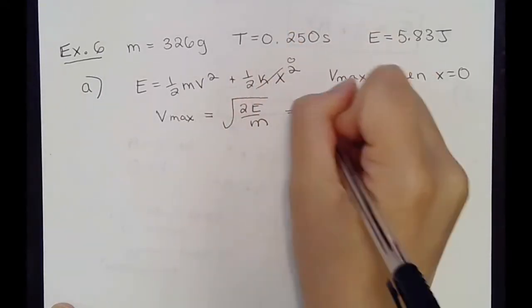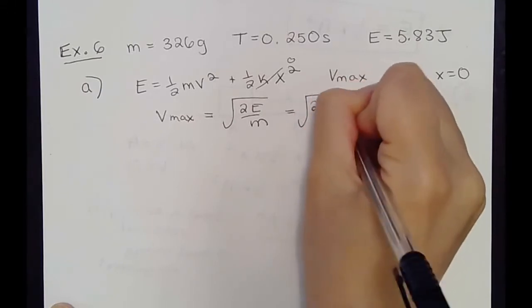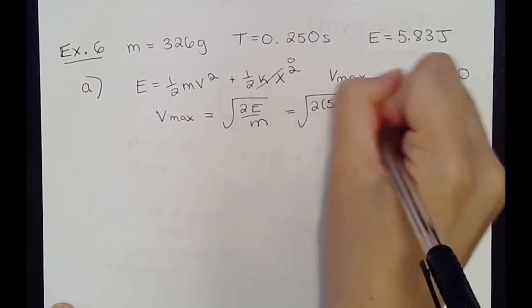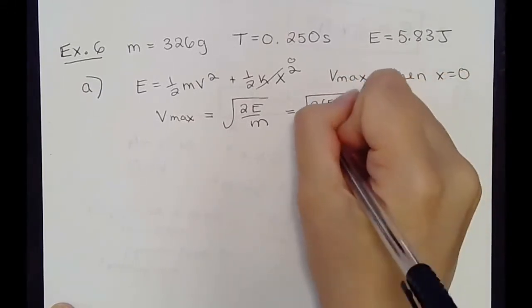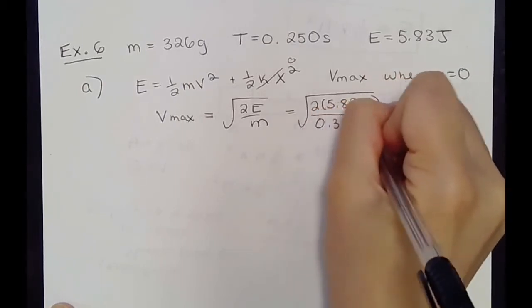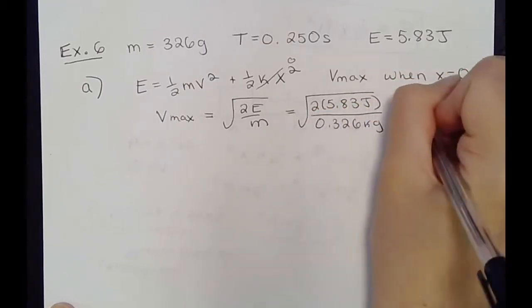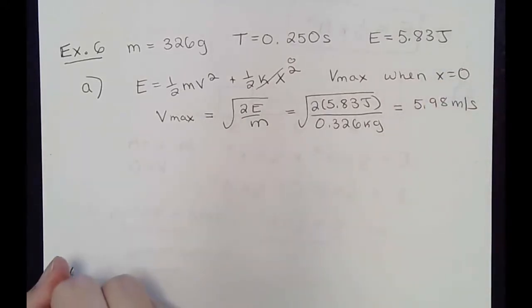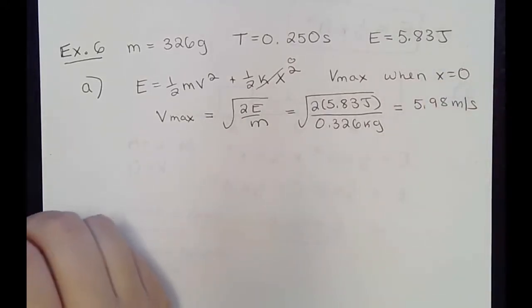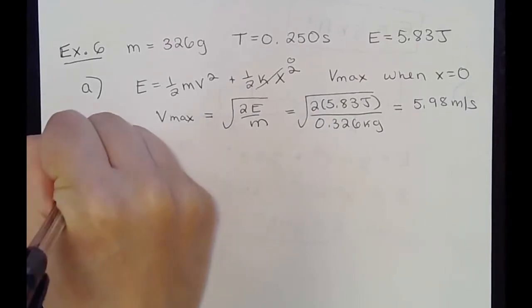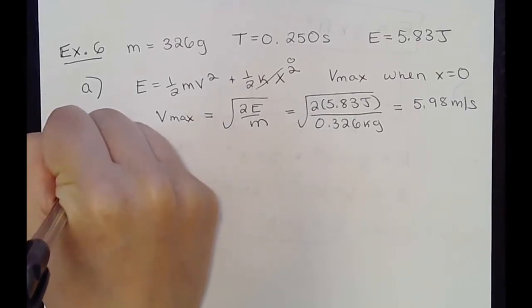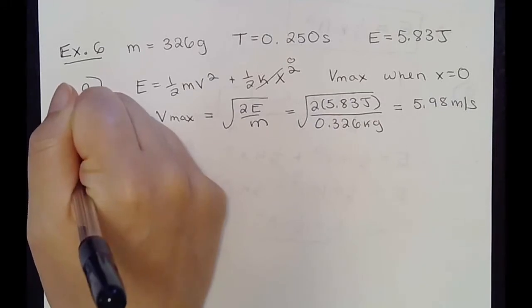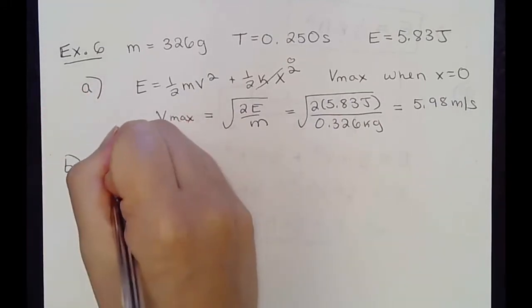So that's the square root of 2 times 5.83 joules over 0.326 kilograms. So 5.98 meters per second. Okay, so for B we want to find the spring constant, and to do that we can use the period. So we've done something like this before.